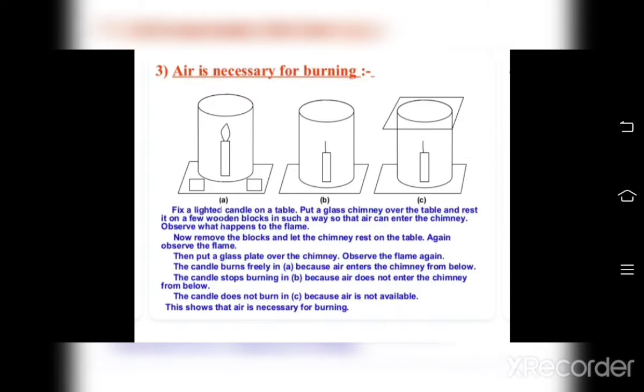What happens to candle A? The candle burns freely. Why does this happen? It is because air enters the chimney from below. And candle B stops burning. It is because air does not enter the chimney from below. And candle C also does not burn because air is not available. So this experiment shows that air is necessary for burning.